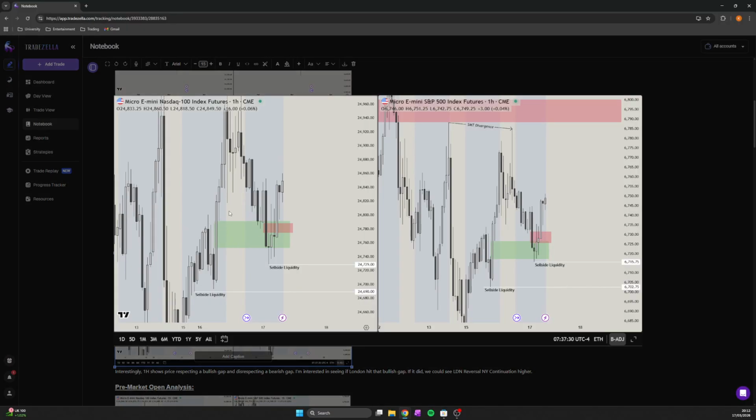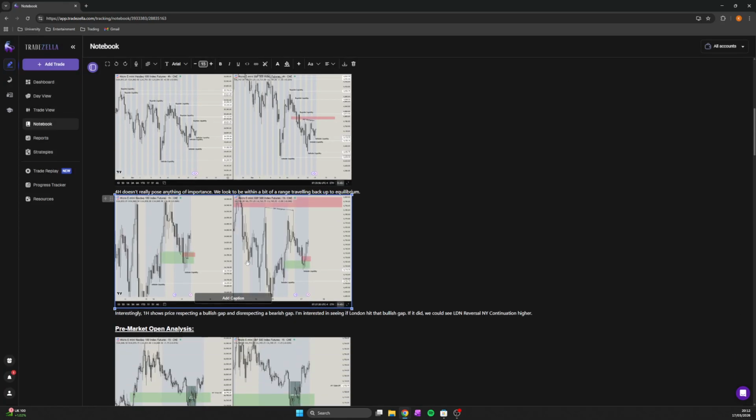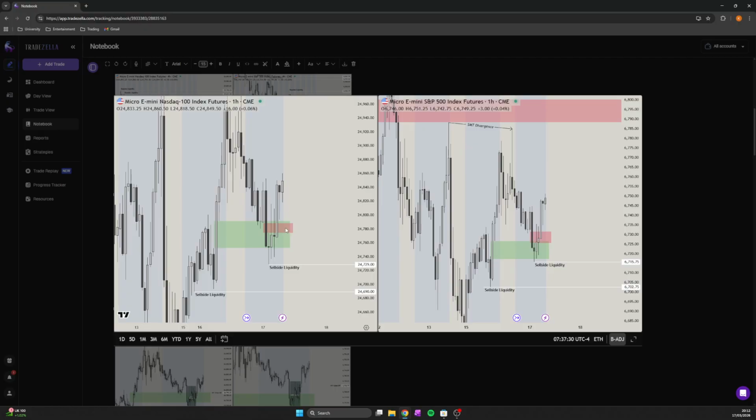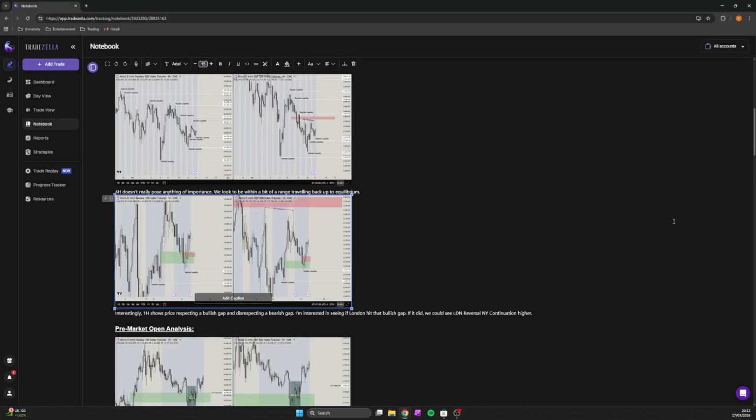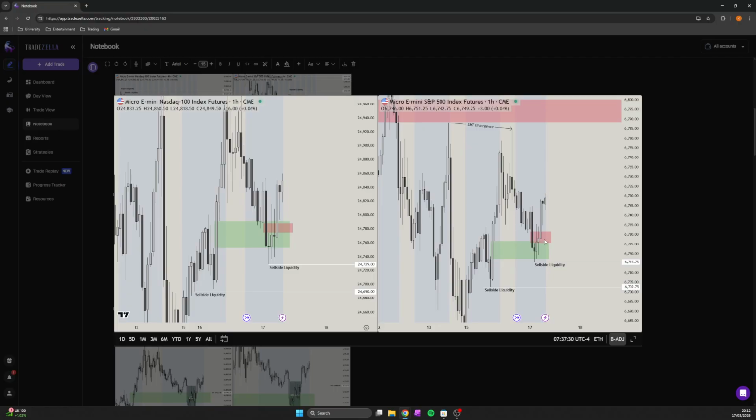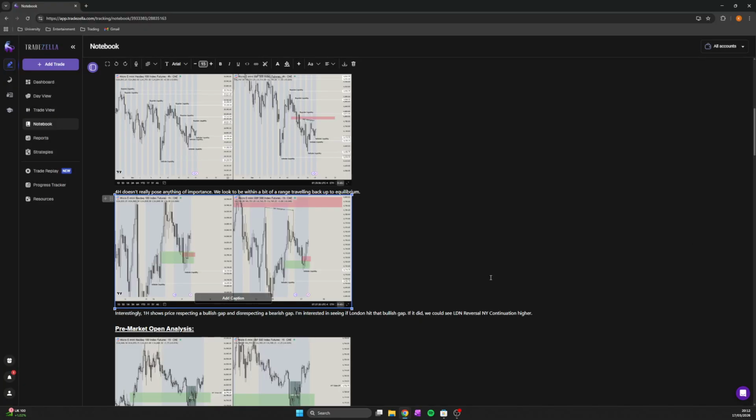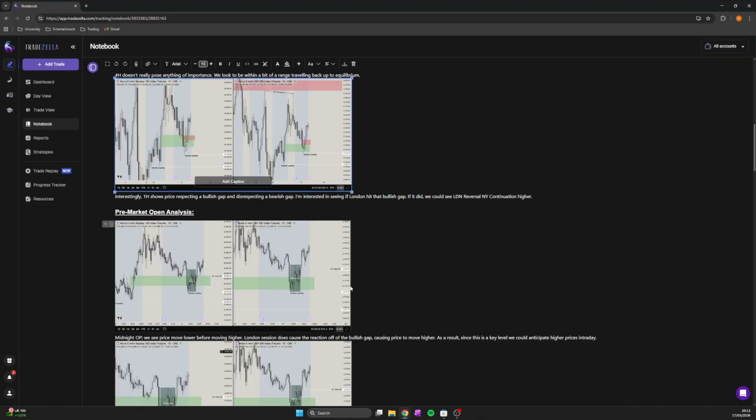Interestingly, the 1 hour reacts from this hourly gap, okay? We see price reacting bullishly and disrespecting a bearish gap. This is a bearish gap, gets disrespected, bearish gap, disrespected, okay? With loads of displacement as well. And I was interested in seeing if London was what caused the reaction from that gap. And if it did, we could see London reversal, New York continuation higher.